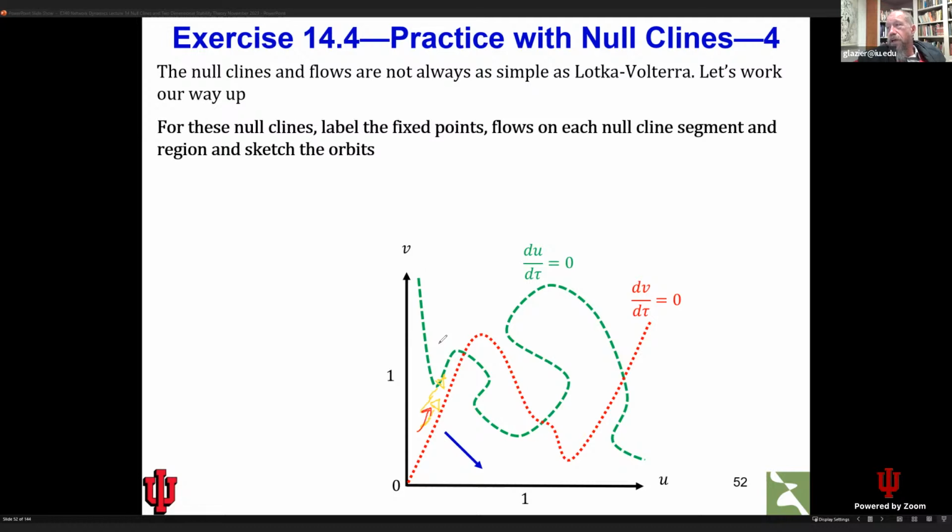When I cross going this way, I'm crossing the du nullcline, so now I go backwards in u. So I'm increasing, so that one goes like that. What about here in this quadrant? Which direction do I go? I've crossed the u nullcline, so v is still decreasing, but u is now decreasing as well. There. Okay, good. What about here?